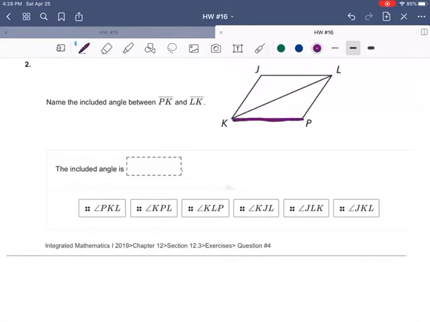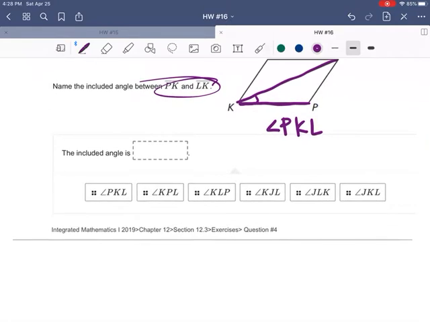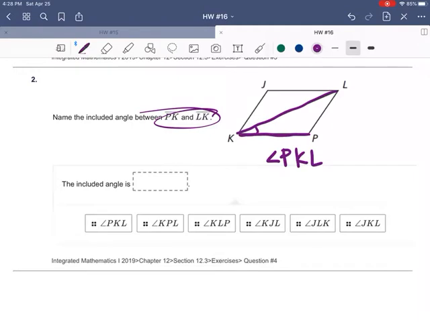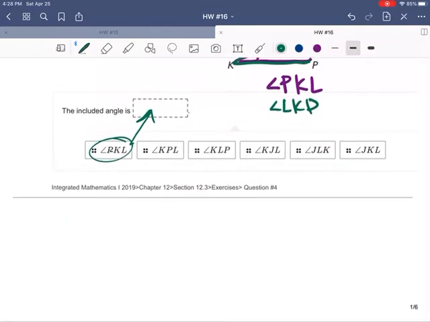Okay, name the included angle between PK and LK. That's going to be that angle right there. So that is angle PKL. Notice it uses the 3 letters there. You just have to get it in the right order. It could also be angle PKL or angle LKP. So let's find PKL right there.